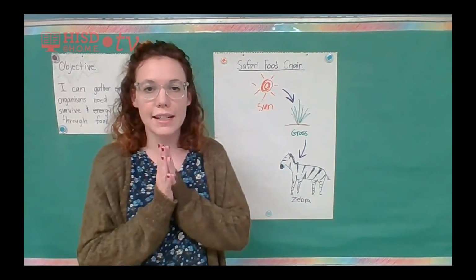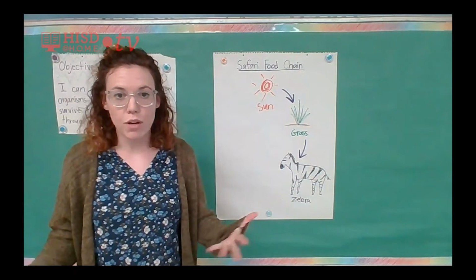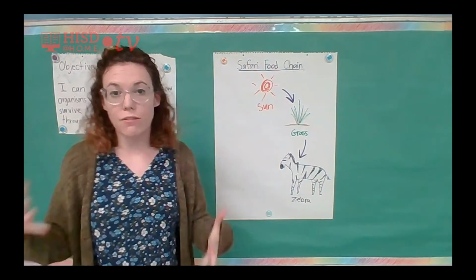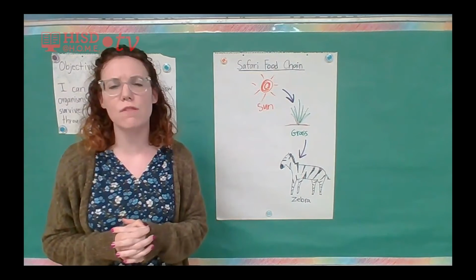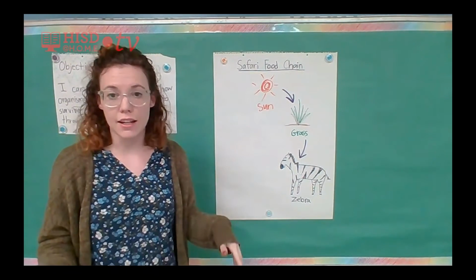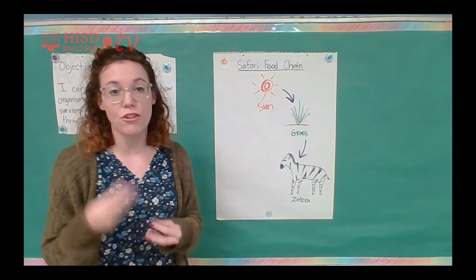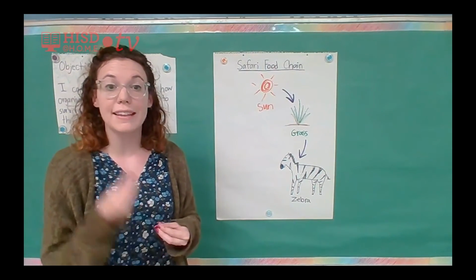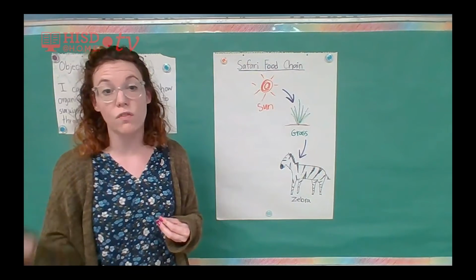Okay, and so now we need to think about what eats a zebra. Well, there's a couple different things that eat zebras, but let's just focus on the smaller predator, and that is going to be a cheetah. So we're going to draw a cheetah next because the cheetah is going to eat the zebra and get its energy from eating that as its food.